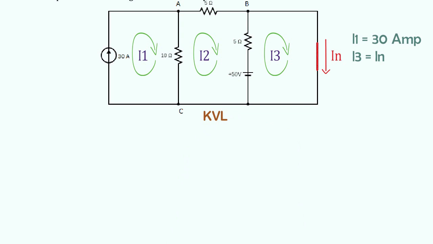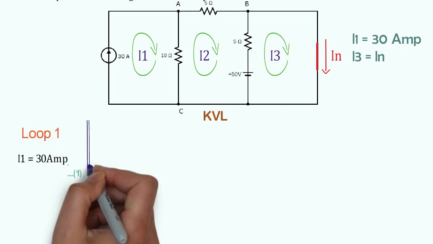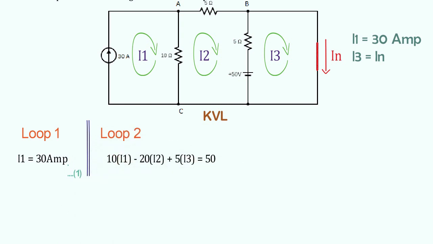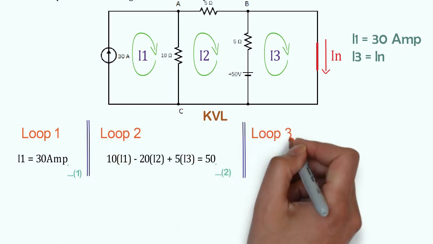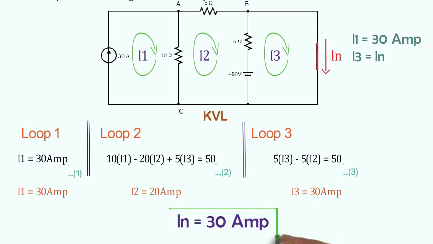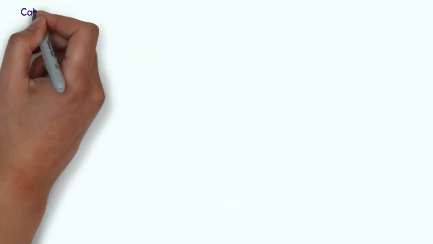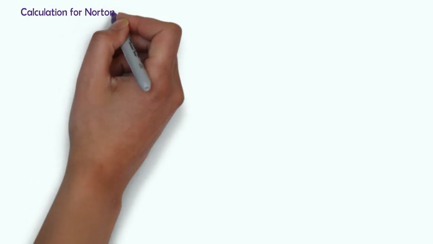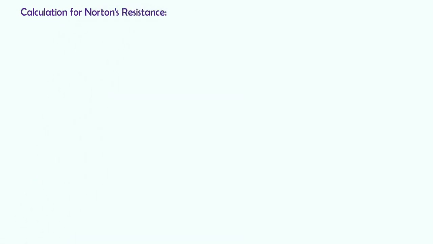I will surely suggest KVL in order to find the current through the short-circuited path. So, in loop 1, 30 ampere current is flowing. The current equations for loop 2 and loop 3 are as mentioned. After solving both equations, we will get 20 ampere from loop 2 and 30 ampere from loop 3. This 30 ampere will act as Norton's current. After finding Norton's current, our next task is to find Norton's resistance.